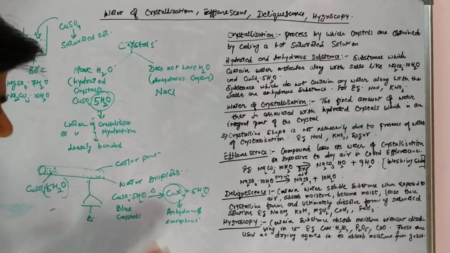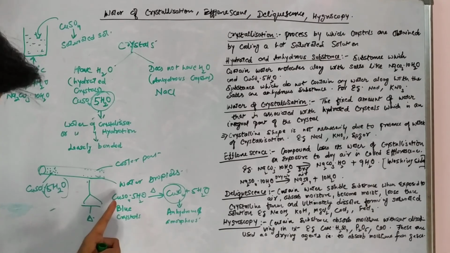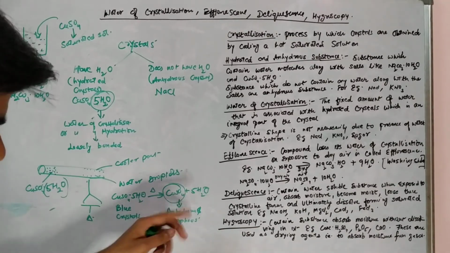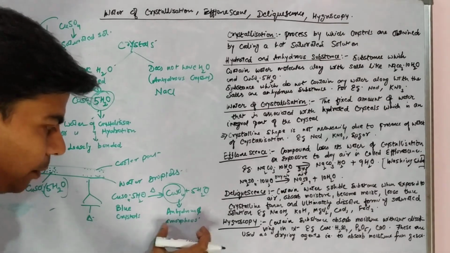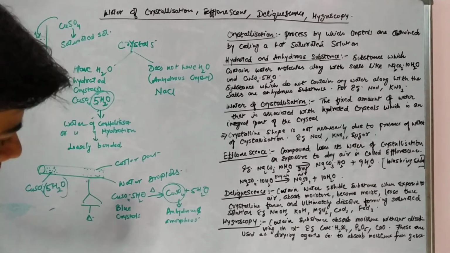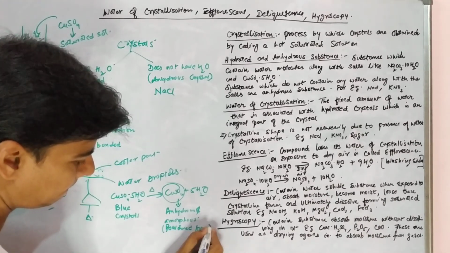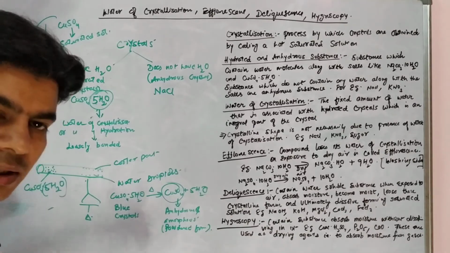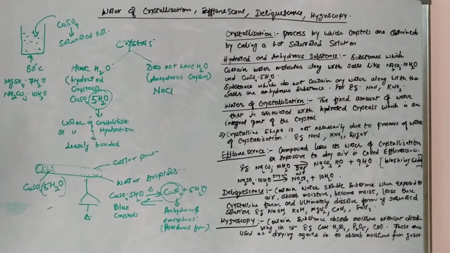Anhydrous means without water. Since water is removed from copper sulfate pentahydrate, we got copper sulfate anhydrous and amorphous. Anhydrous means without water, amorphous means without crystalline shape, that is, in powdered form. And if you add water to this anhydrous and amorphous form, it will change back to the blue crystals. This reaction can occur in the reverse direction as well.